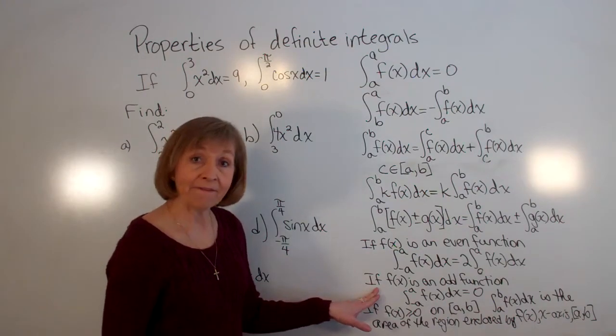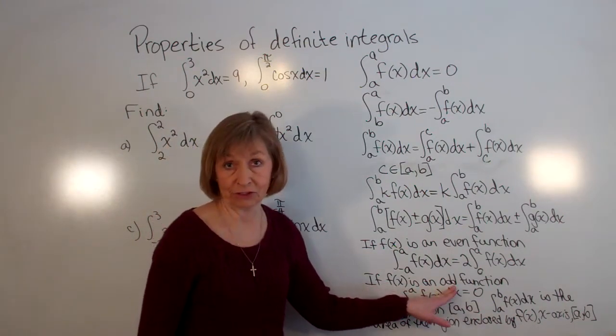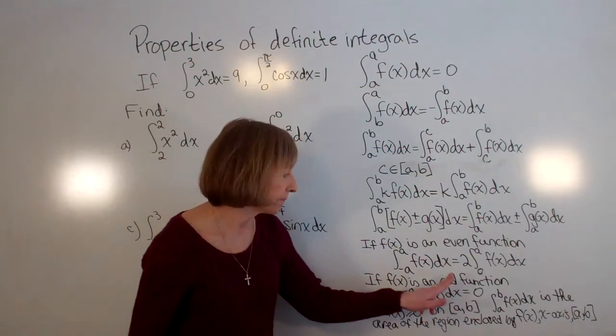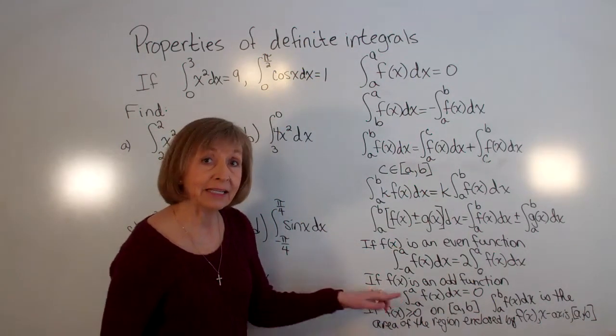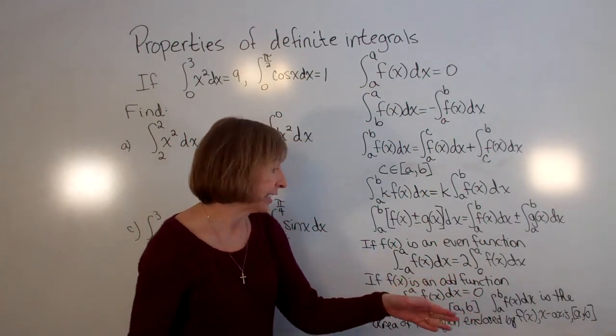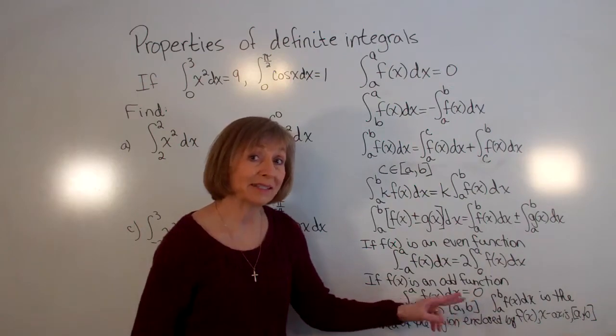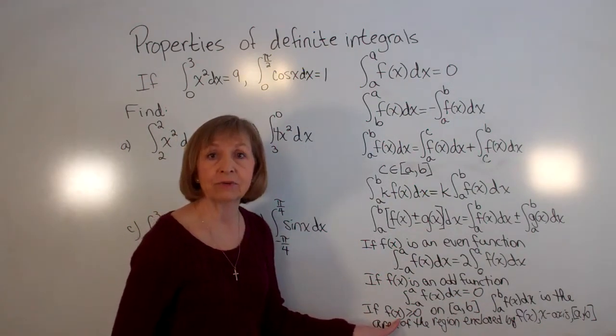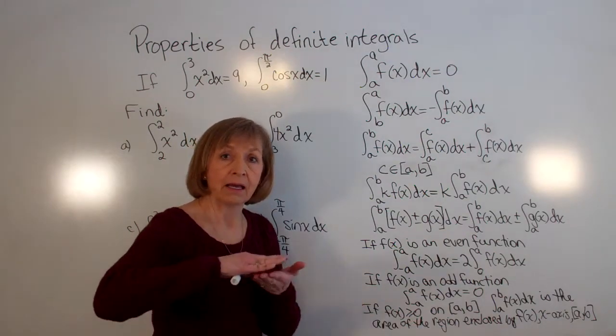Next up, if f of x is an odd function, remember, an odd function is symmetric with respect to the origin, then the definite integral from negative a to a of an odd function is going to be equal to 0.